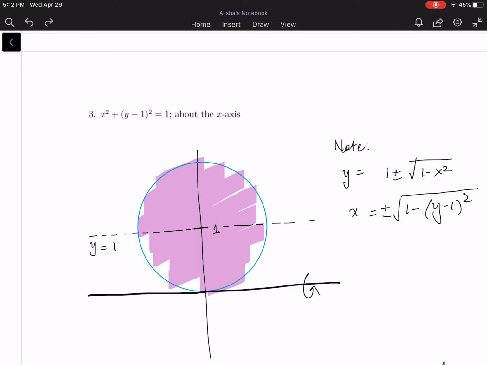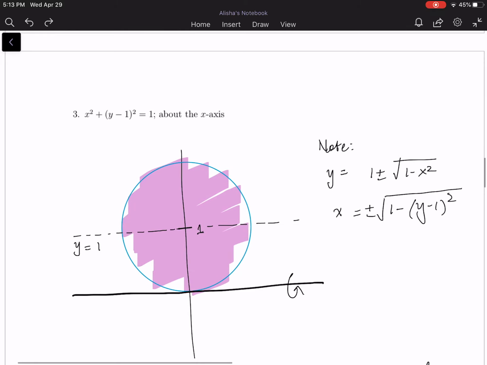All right, so question 3 was a little bit different than the others because the curve we are given is expressed in this way. And so it doesn't actually tell us x equals something or y equals something. It tells us the relationship between x and y, but we kind of have to figure out for ourselves what the x and y values are.